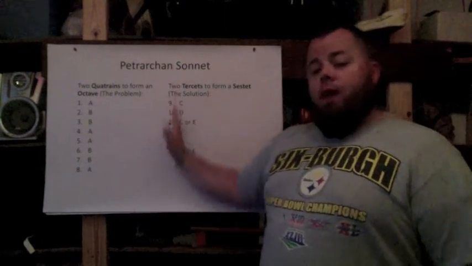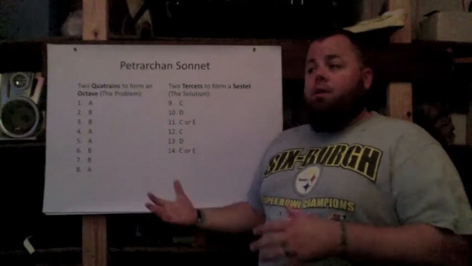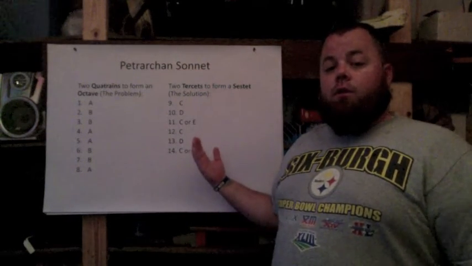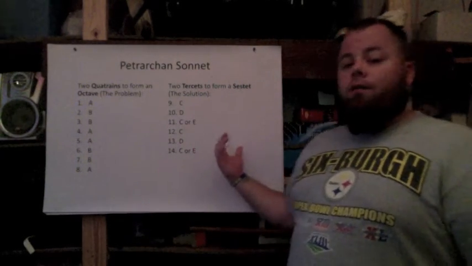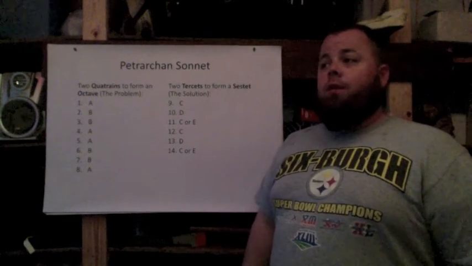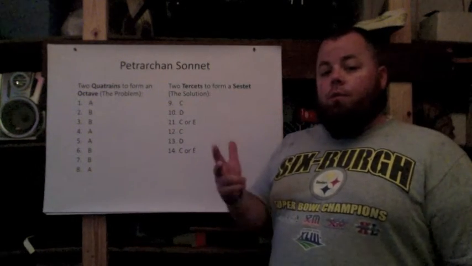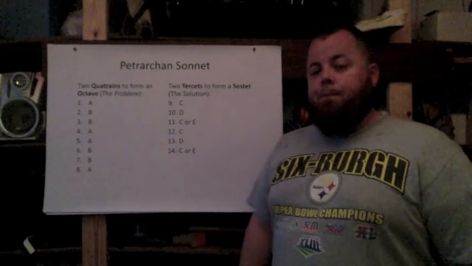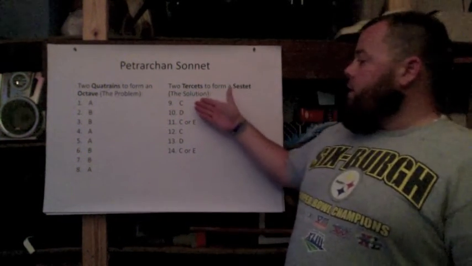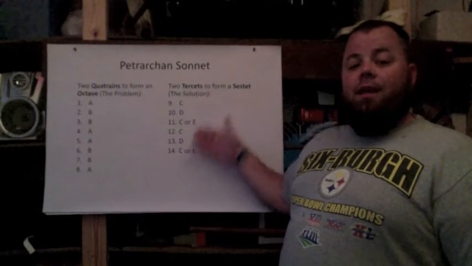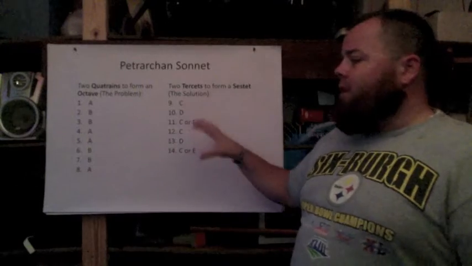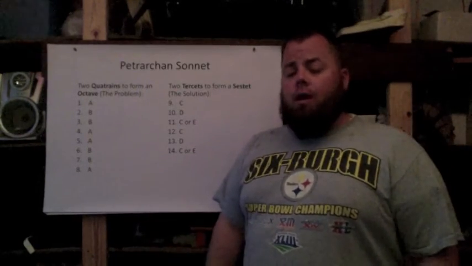After that octave, we have our volta, which is that intellectual shift before we have our solution or resolution. And in a Petrarchan sonnet, our resolution is done in 2 tercets, which is a group of 3 lines, and those 3 lines come together to make a sestet. The rhyme scheme here is either CDC, CDC, or CDE, CDE. So this is the basic structure of what we see in a Petrarchan sonnet.